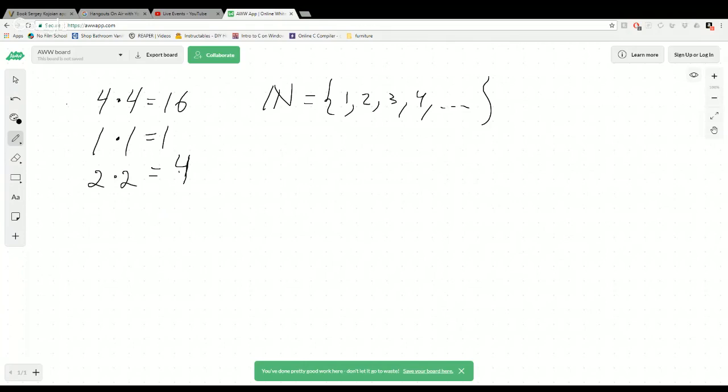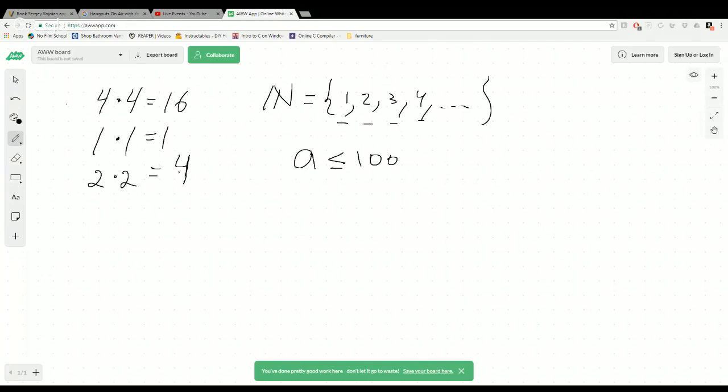Now, what we want to do is find the set of all the integers less than, or equal to, 100 that are a product of some natural number with itself. Now, you might start by saying, well, what about 99? What about 98? What about 97? These are all less than or equal to 100. Are they a product of some natural number with itself?